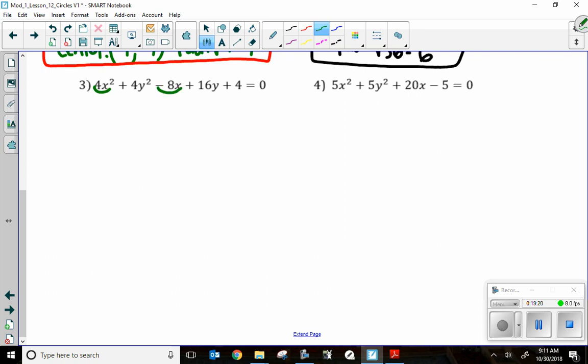4x squared minus 8x. I'm going to do this the same way. I'm going to group my x's and y's together. Now I have 4y squared, 16y. So plus 4y squared plus 16y. And I'm going to go ahead and move this over. Equals negative 4.